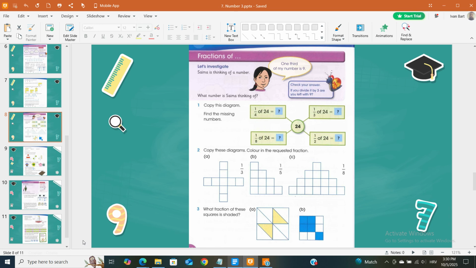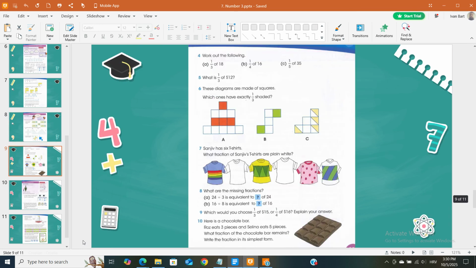A: squares is shaded. B. Work out the following. A: of 18. What is of $12? B: of 16. C: of 35. These diagrams are made of squares.